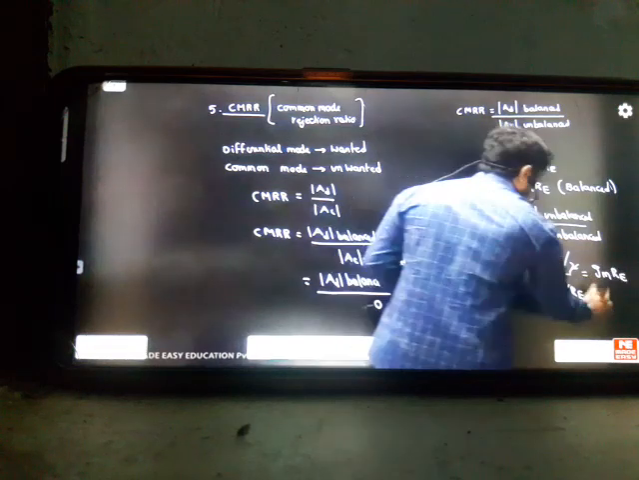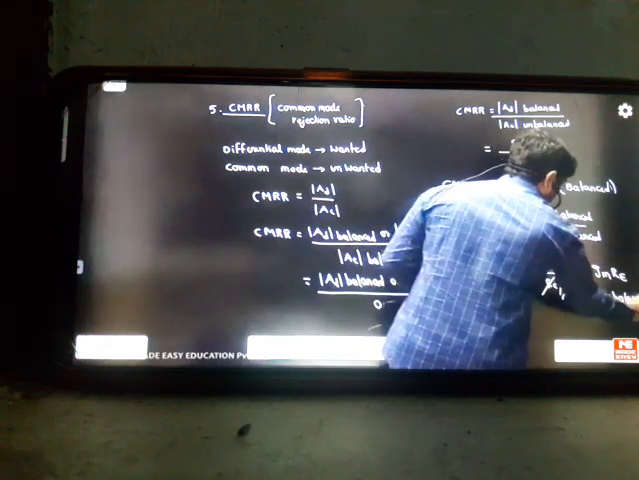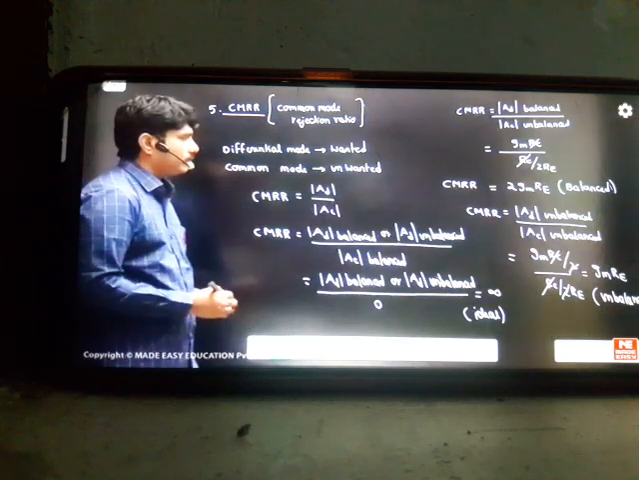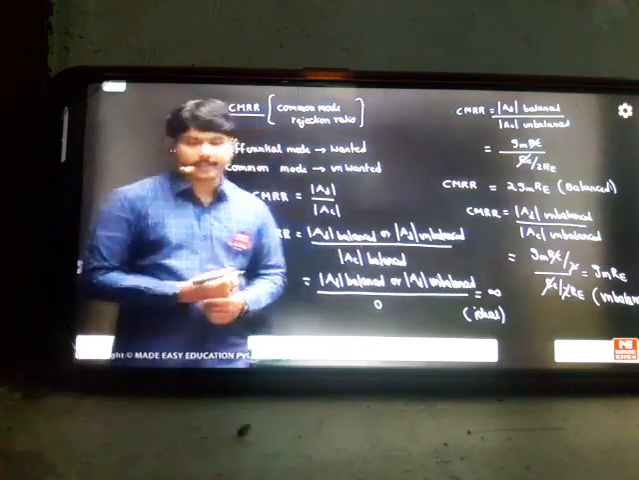So these systems we call unbalanced systems. In the exams they can ask you for the balanced system, what is the CMRR, or the unbalanced system. The only difference is, for the balanced system it is 2 into gm into RE, and for the unbalanced system it is gm into RE. That will be the answer.